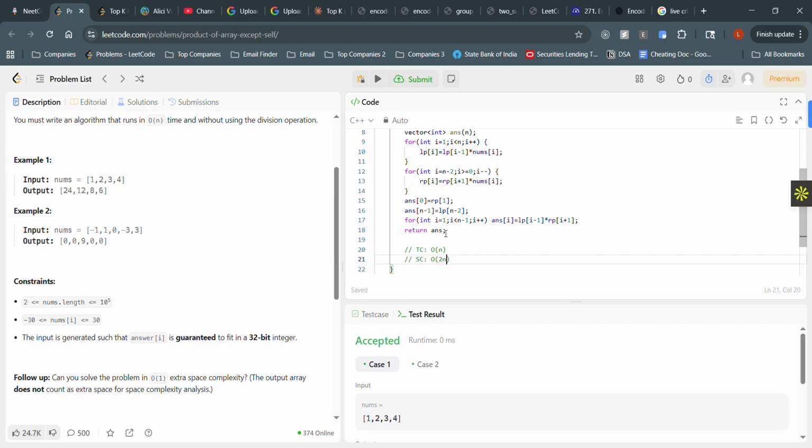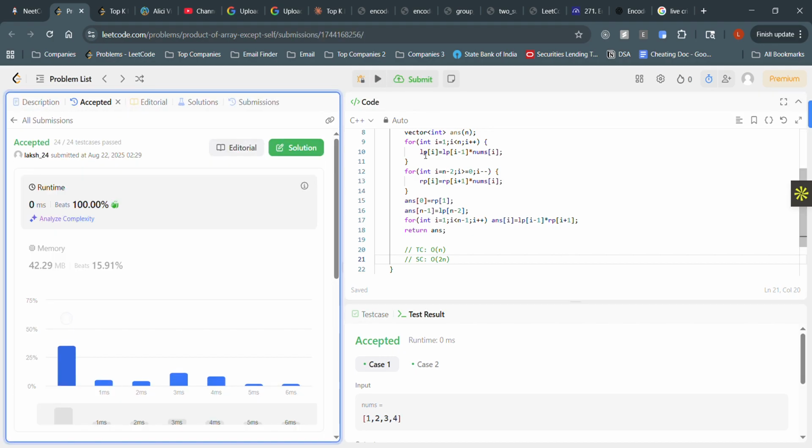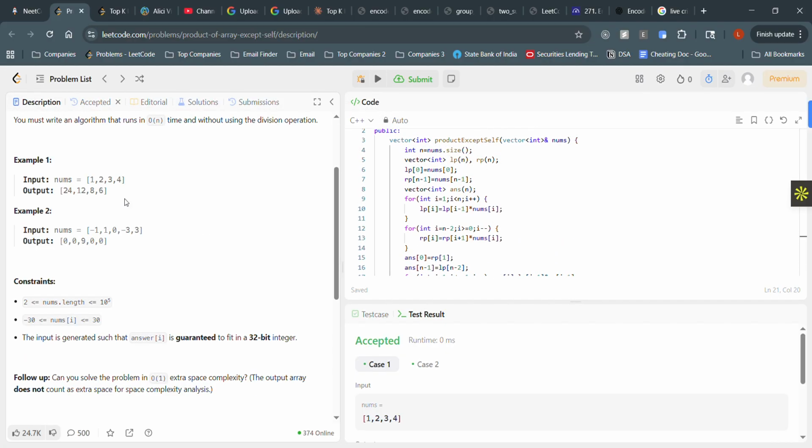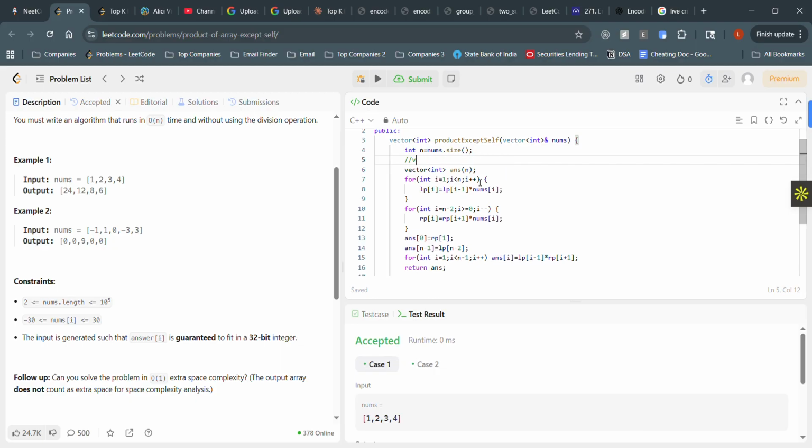So can we improve on this solution? First let's submit it. Can we improve on this solution? Well, if you observe one thing, we can clearly see that at a particular index we do need its left product and its right product. But is there any other way in which we don't use extra space for that? Well, I think there is. Okay. Let's just use the answer array itself, and not the LP or the RP array. How do we do that?